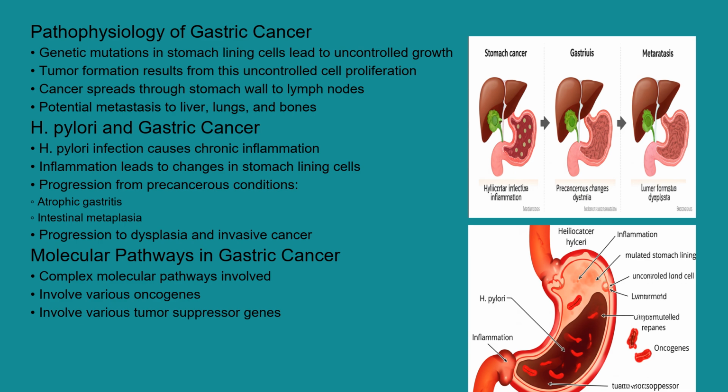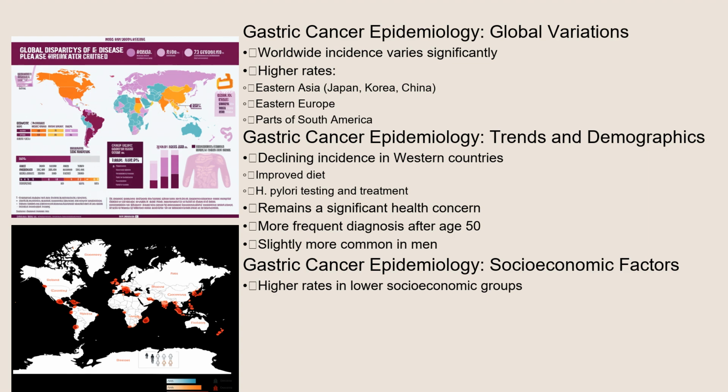The specific molecular pathways involved are complex and involve various oncogenes and tumor suppressor genes. Gastric cancer's epidemiology varies significantly worldwide. It's more common in Eastern Asia, particularly in countries like Japan, Korea, and China. Other regions with higher rates include Eastern Europe and parts of South America.